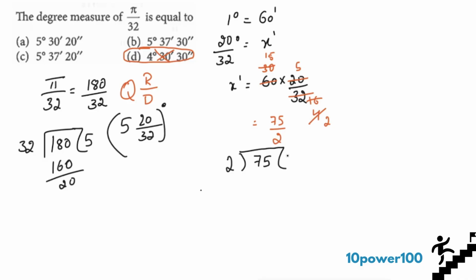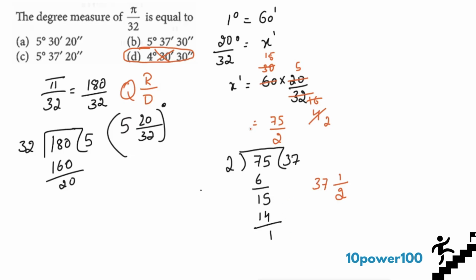So we get 7, 2 3s are 6, 1 remainder, we bring down 5. 2 7s are 14, and 1 is the remainder. Now once again we'll write in the form of QRD. So what is the quotient here? Quotient is 37, remainder is 1 and divisor is 32. So 37 1 by 2, we got it.